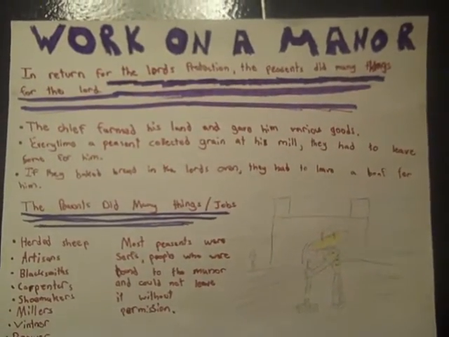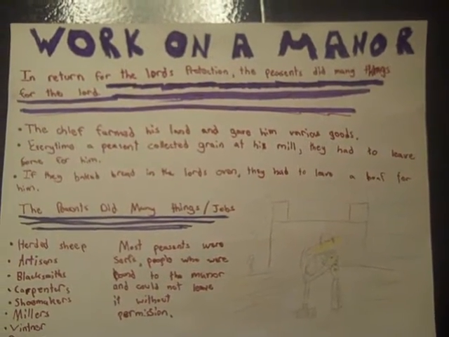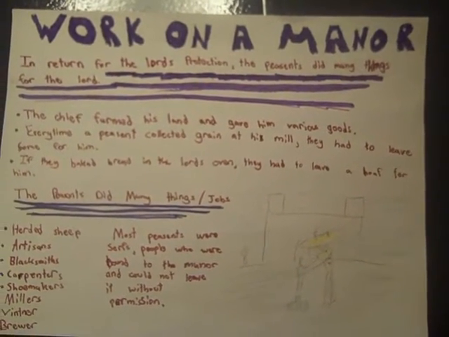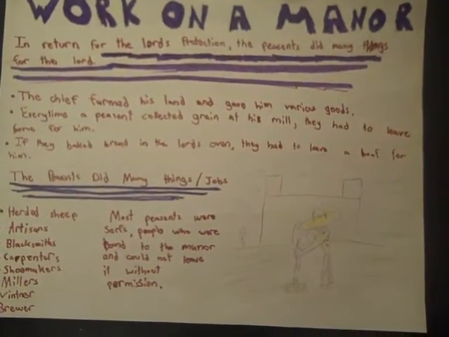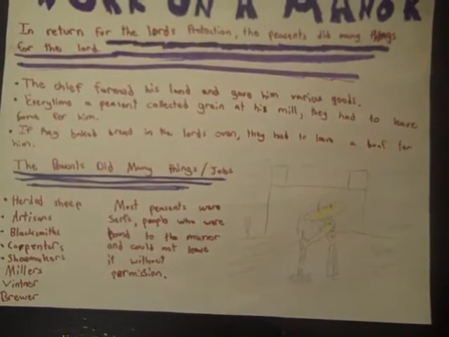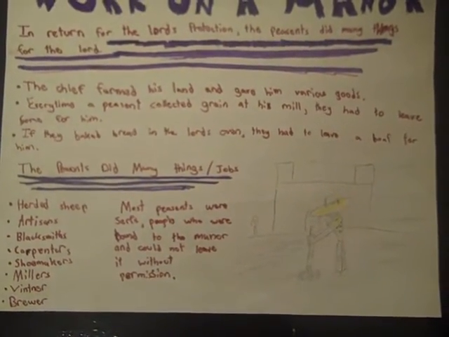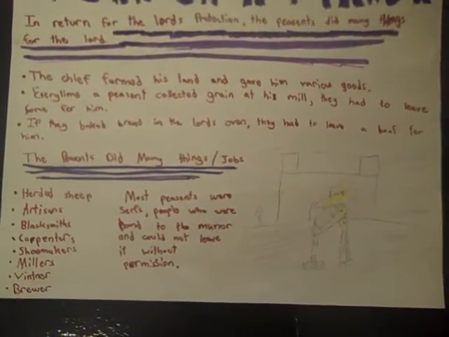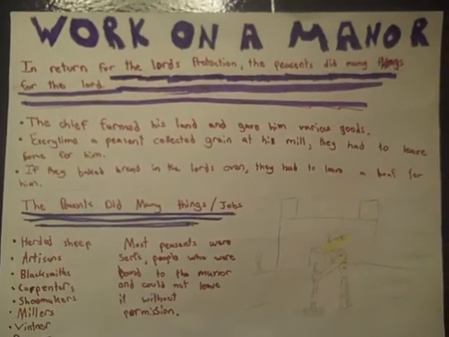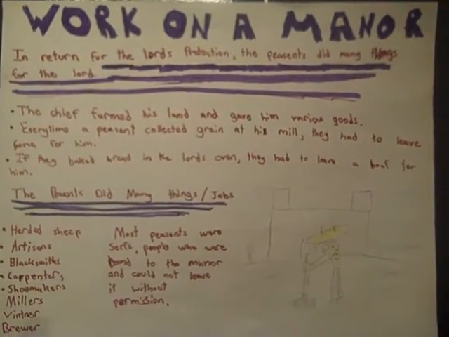Work on a manor. In return for the lord's protection, the peasants did many things for the lord. The peasants farmed his land and gave him various goods. Every time a peasant collected grain at his mill, they had to leave some for him. If they baked bread in the lord's oven, they had to leave a loaf for him. The peasants did many jobs. They herded sheep. They were artisans, blacksmiths, carpenters, shoemakers, millers, vintners, and brewers. Most peasants were serfs, people who were bound to the manor and could not leave it without permission. There's a peasant working on the farm.